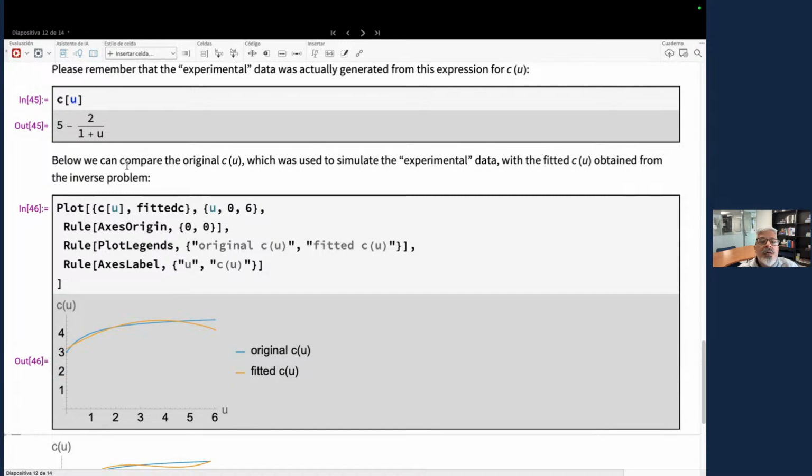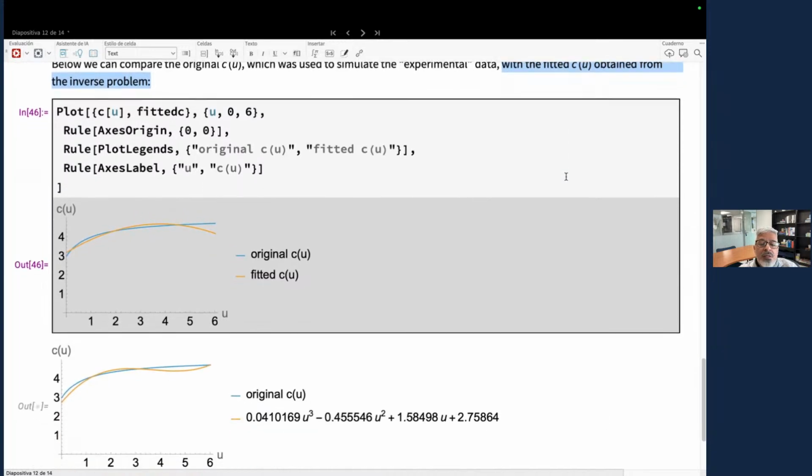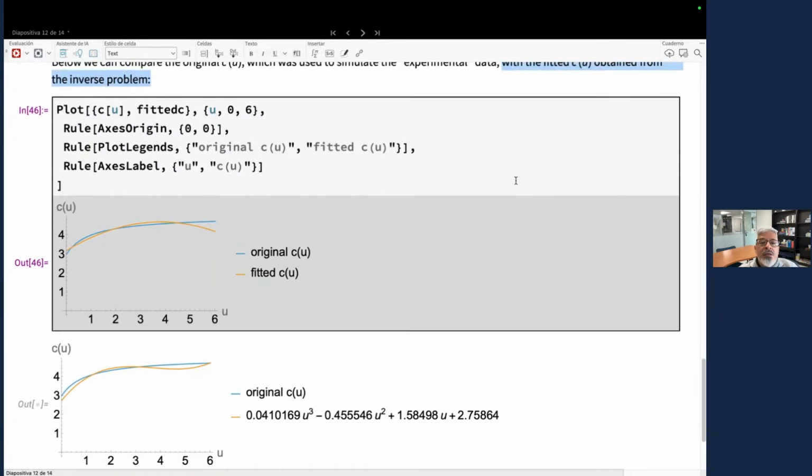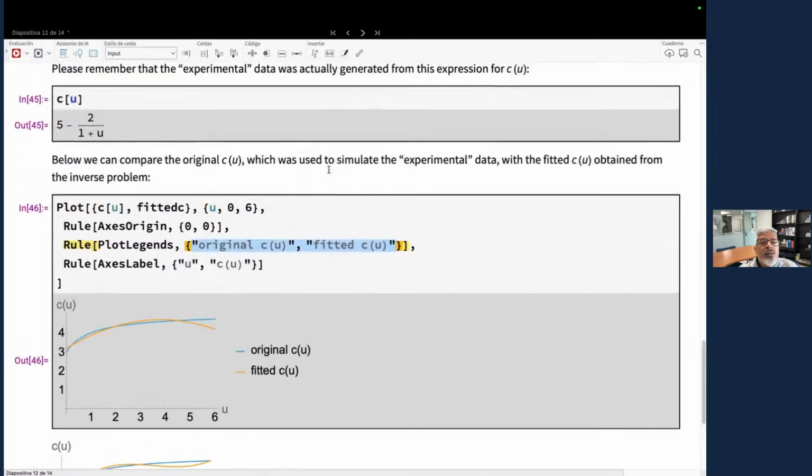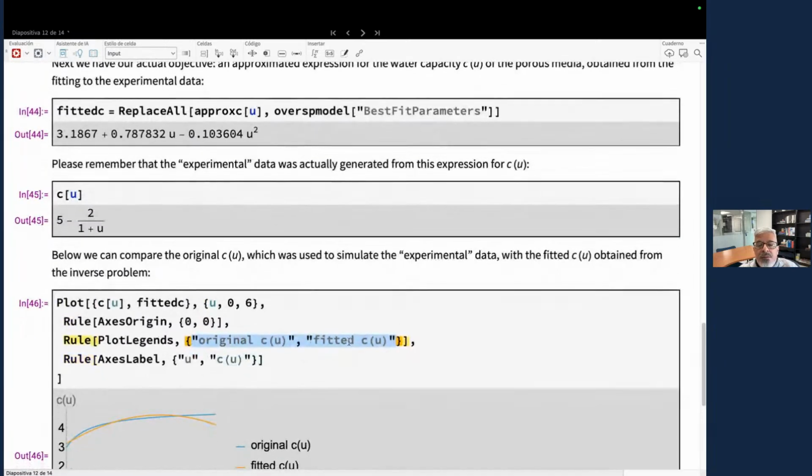So we can compare the original C of U, which was originated to simulate experimental data, with the C fitted, and that was the idea of the inverse problem: to obtain an expression for the water capacity. Of course, let me change here a little bit. Here, instead of fitted C of U, let me write here fitted C only, to have the expression fitted.